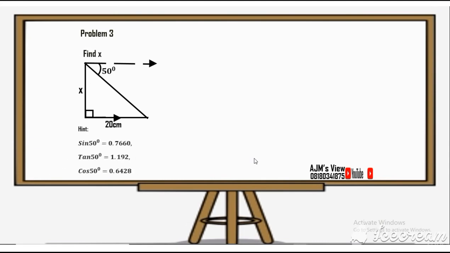Problem 3. Let's take a look at the figure, and we are to find x. We have a hint here where sine 50 degrees equals 0.7660, tan 50 degrees equals 1.192, and cos 50 degrees equals 0.6428. Solution. Now, before I proceed, I need to spot two parallel lines.